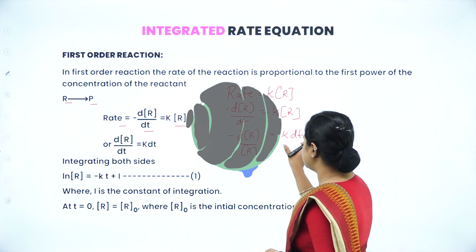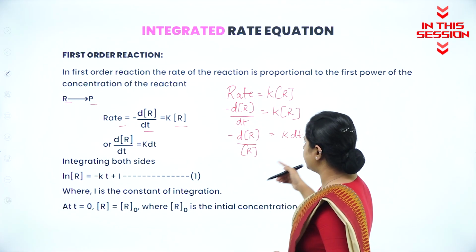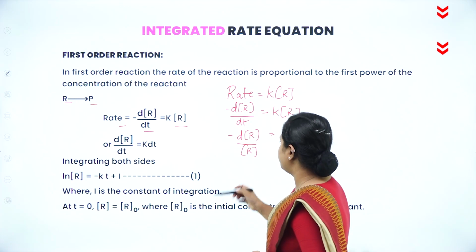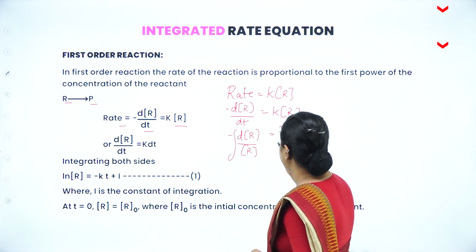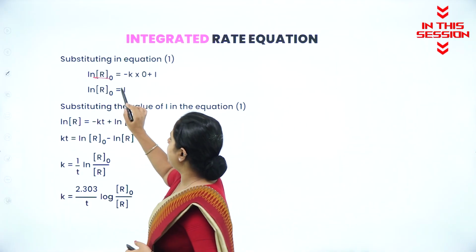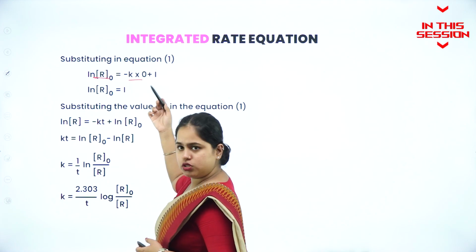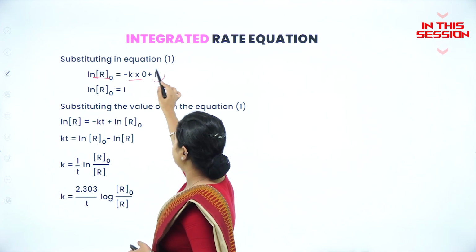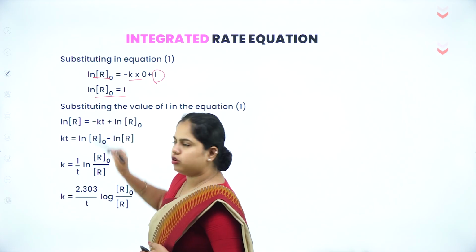Minus dr by r is equal to k dt, or else you can take this negative sign here as well. So what you are going to do now, in the next step, is integrate these two. ln r0 will be equal to minus k into 0 plus I. So from that, what is the value of I? I will be equal to ln r0.